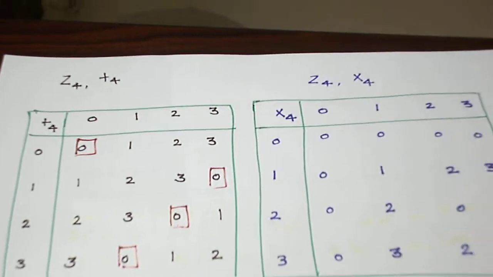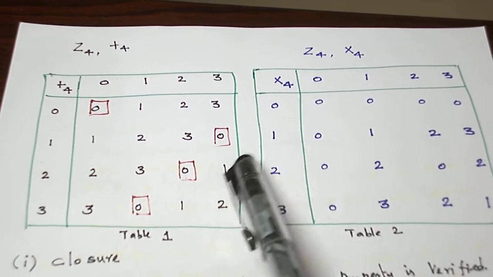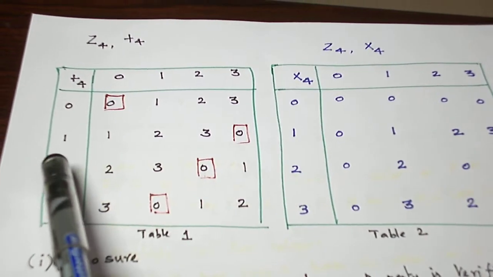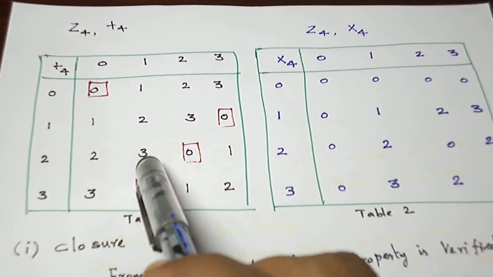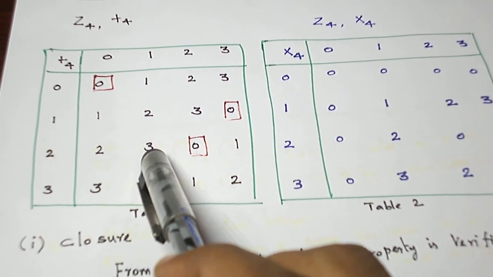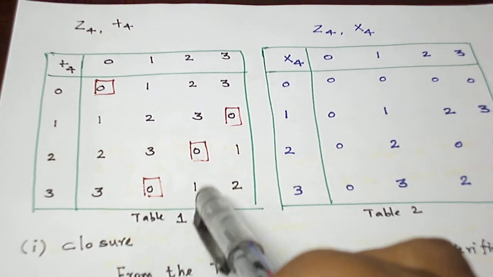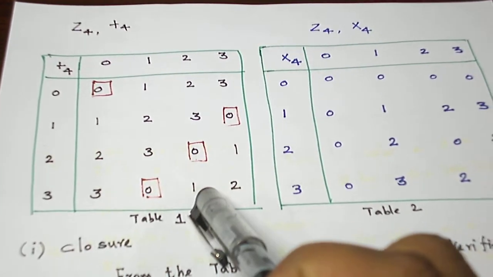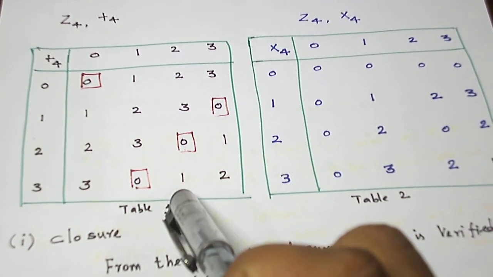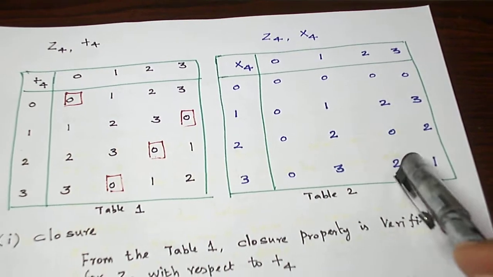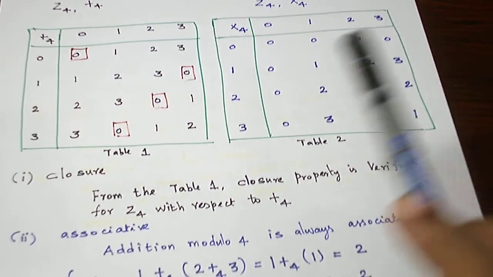So first of all, let us take the addition modulo 4 and multiplication modulo 4 Cayley's composition tables. For example, if we take 2 plus 1, the answer is 3, that is less than 4, so let us take it as it is. Whereas 3 plus 2 is 5, that is greater than 4, so divide it by 4 and the remainder is 1. Same thing for multiplication modulo 4 also. Multiply, take the remainder if necessary.